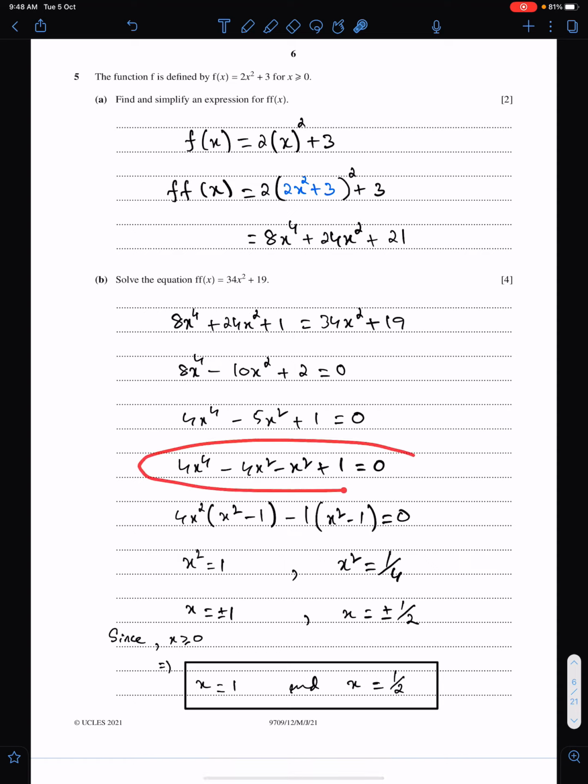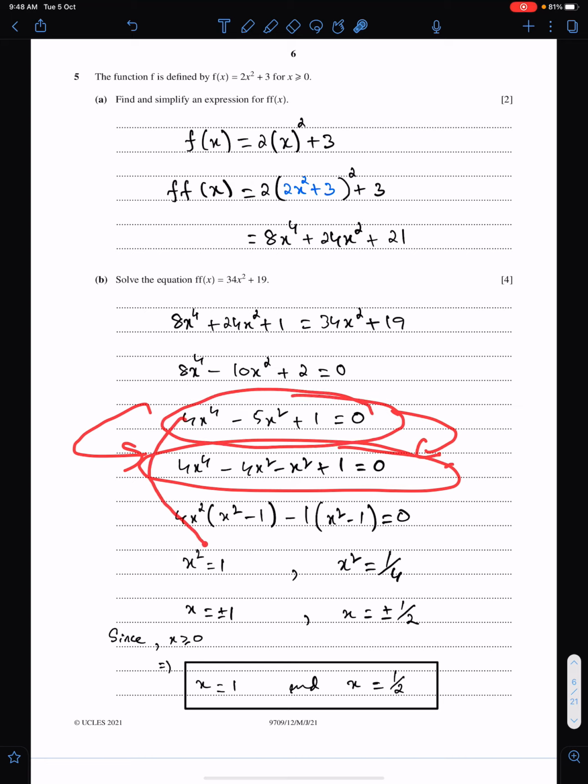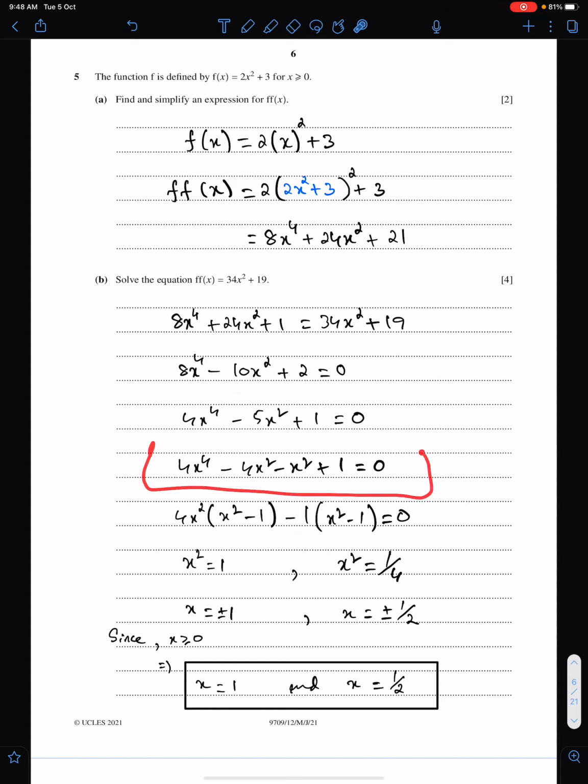This step is important. You have to show the working of the breaking of the middle term. You cannot use a calculator to write these answers. These answers will not be acceptable if you don't show this step. You will lose one mark if you don't show this step.